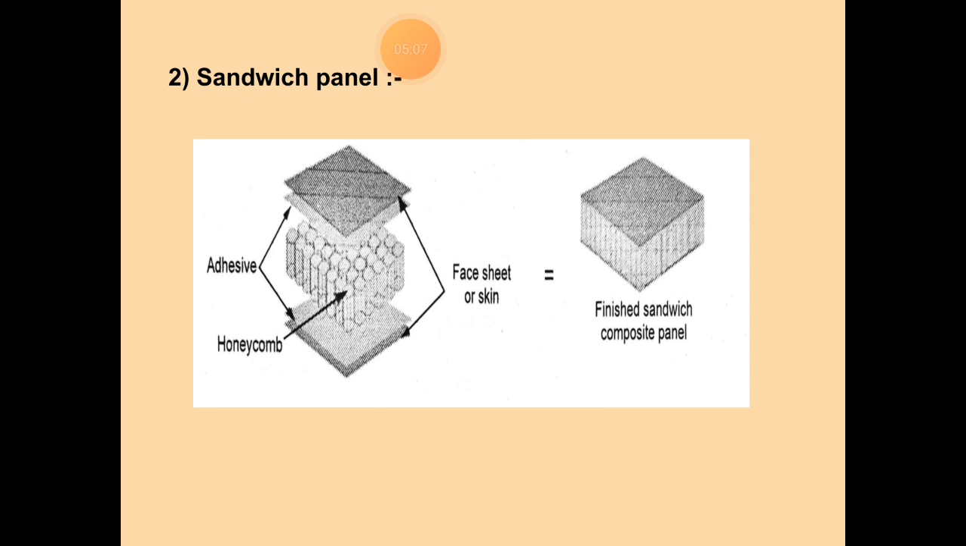Face sheets are separated by the core structure, which provides support for them. The main goal of a core structure is to increase the flexural stiffness of the entire sandwich structure with very little weight gain. The figure shows the adhesive, honeycomb, and face sheet, which is called the skin, and then how the sandwich is produced with the help of these various types.